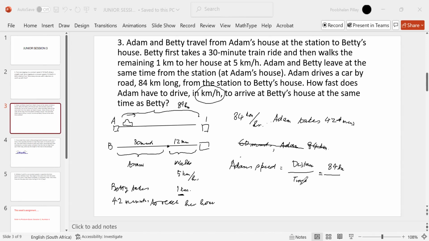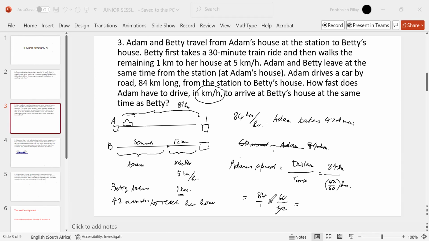And the time you would take in hours, that's 42 minutes. So that's 42 over 60 hours. Then you must convert that into minutes. Convert minutes into hours. And now 84 divided by that, the distance divided by time. So it's 84 over 1 times 60 over 42.